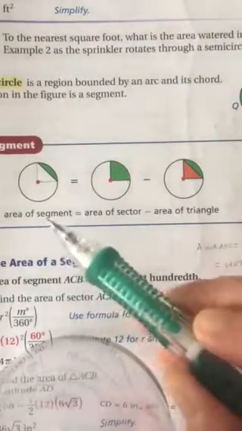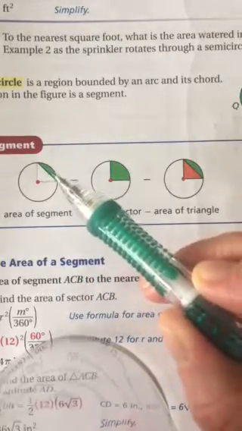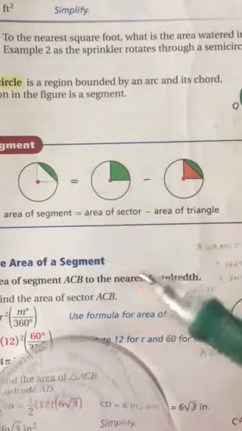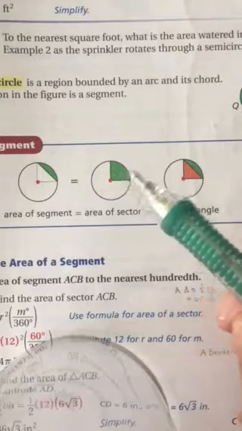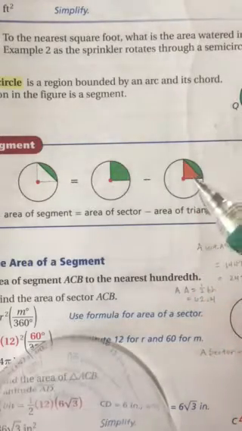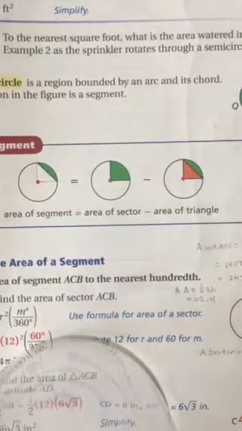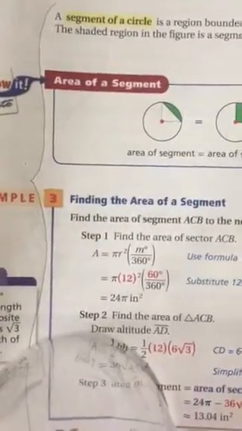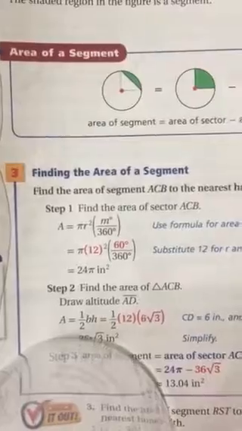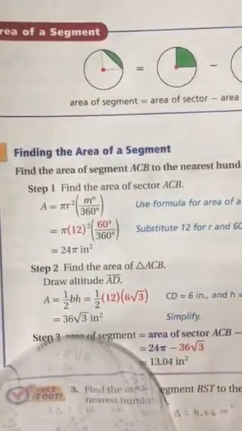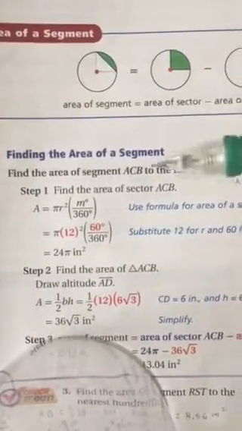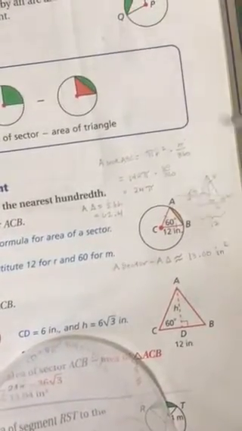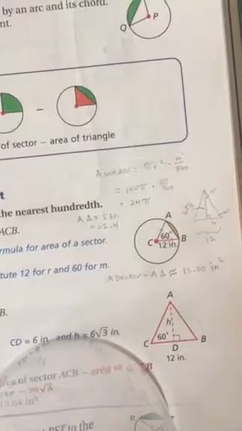So again, the area of the segment, that's what we're figuring out how to solve for, is the area of the little piece, equals the area of the whole sector that contains it minus the triangle that is attached to it. Okay, let's do some example problems with that. So we're on example 3, and we're going to be finding the area of the segment. Find the area of segment ACB in this picture to the nearest hundredth. So let's walk through how to do this.